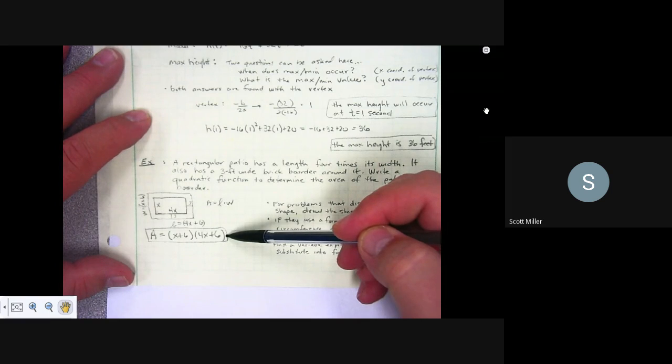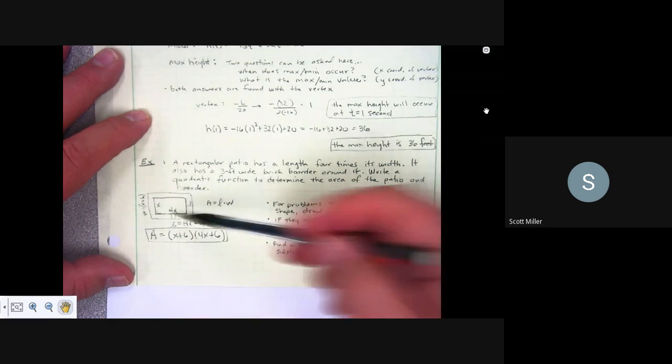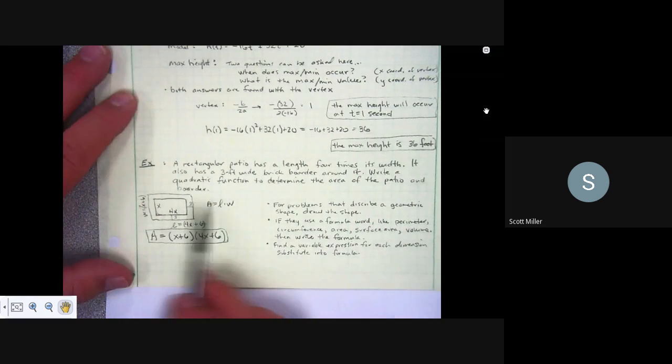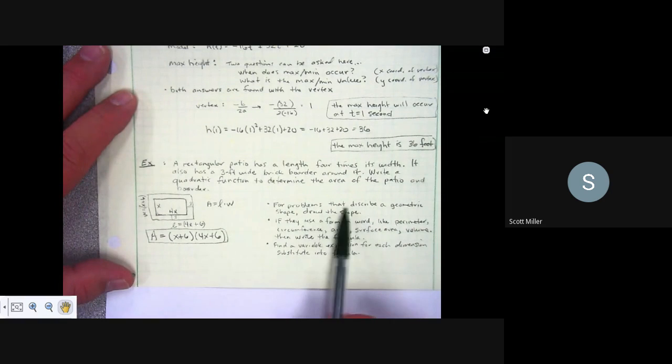This right here is the model that represents the area of the patio and the border. And then from this, I can answer other questions, whatever they may ask from it. But you need to be able to get to here. So for problems that describe a geometric shape, draw the shape.